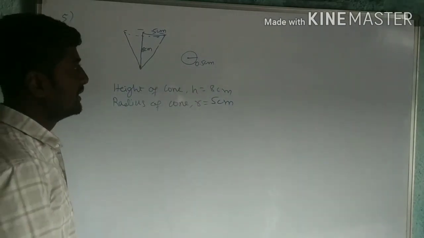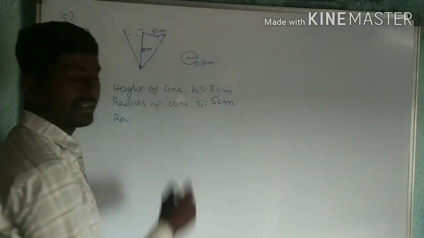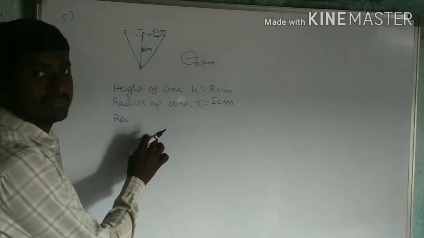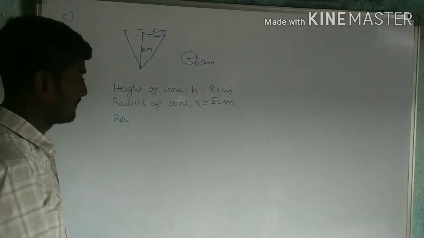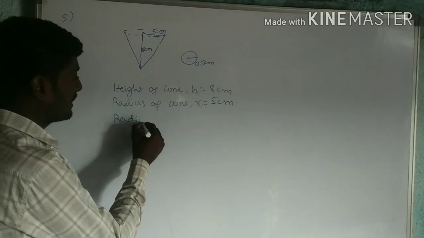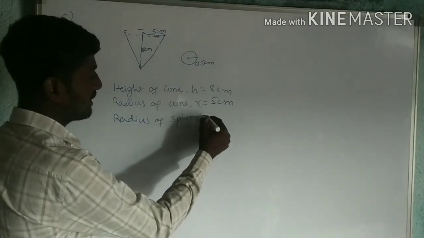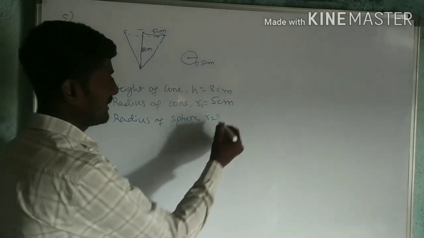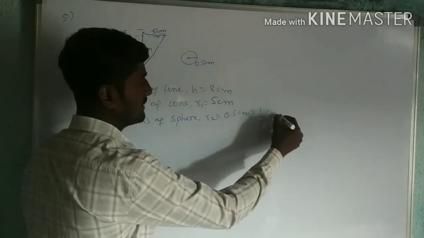Next, the sphere they gave, the lead shot. Its radius I will take as r2, because these two radii are different. Here the cone's radius is 5 centimeter, and the radius of the sphere is 0.5 centimeter, which I can take as 1/2 centimeter.